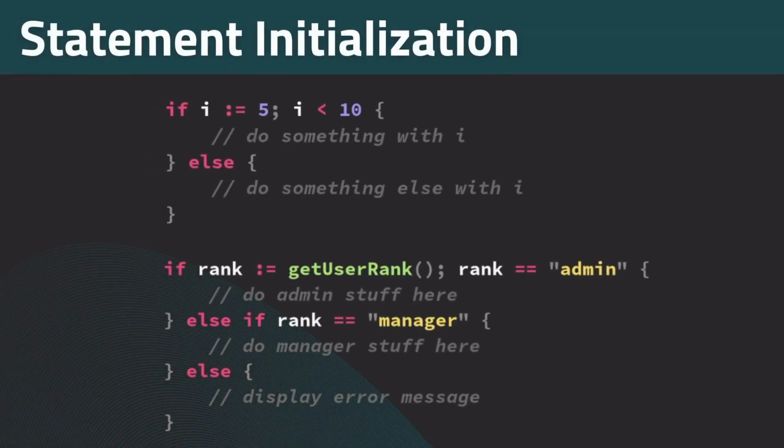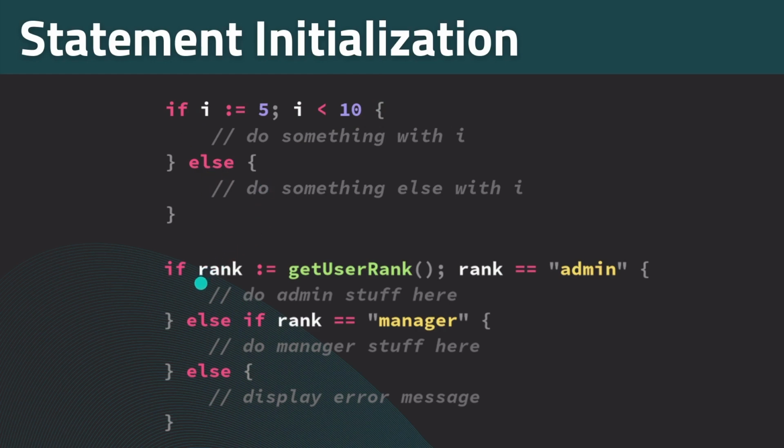Go has a feature called statement initialization. And what this allows us to do is it allows us to create a variable and do a comparison at the same time. So here in this first example, we're creating the variable named I using the create and assign operator, and we're assigning it to the value of 5. We then have a semicolon, and we can do a logic check. So here we're creating I, assigning it to 5. We then check to see if I is less than 10. If this evaluates to true, then the block will be executed. If this evaluates to false, then we'll go down into the else block and do something else.